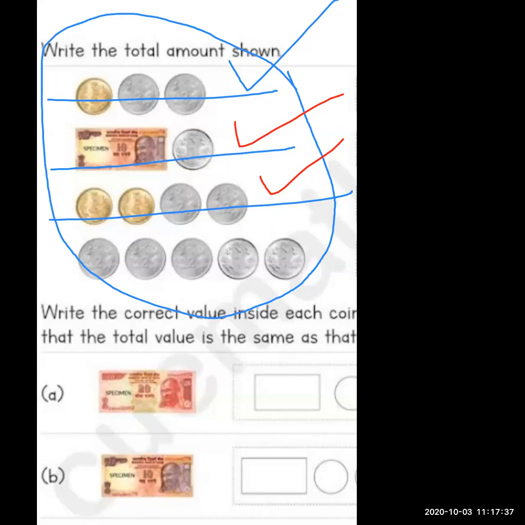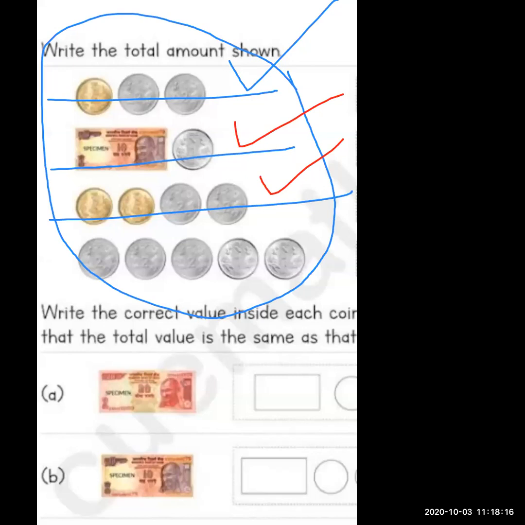Very nice. 2 rupees. How many coins are there? Tell me. 3 coins are there. That means 6 rupees. Okay. 2 into 3 is equal to 6. And after that, 1 rupee. How many coins are there? 2 coins are there. Very good. So 6 plus 2. Yes, tell me. 8 rupees are there. Very nice. 6 plus 2 is equal to 8 rupees. Good. So till here, understood how to add the coins.